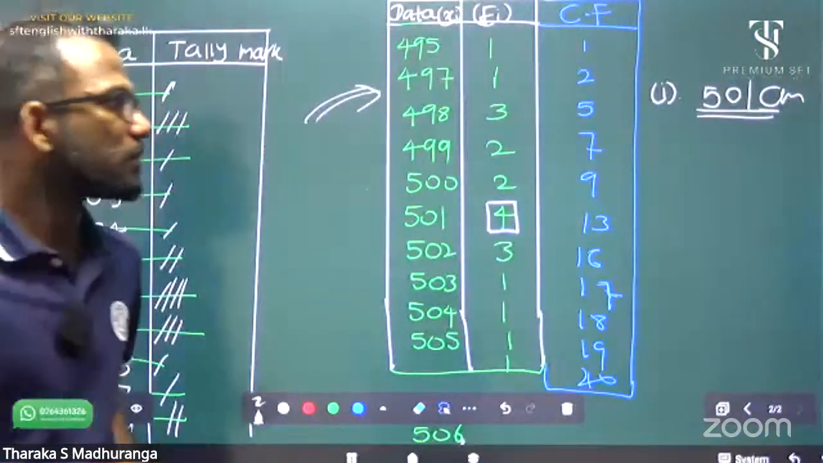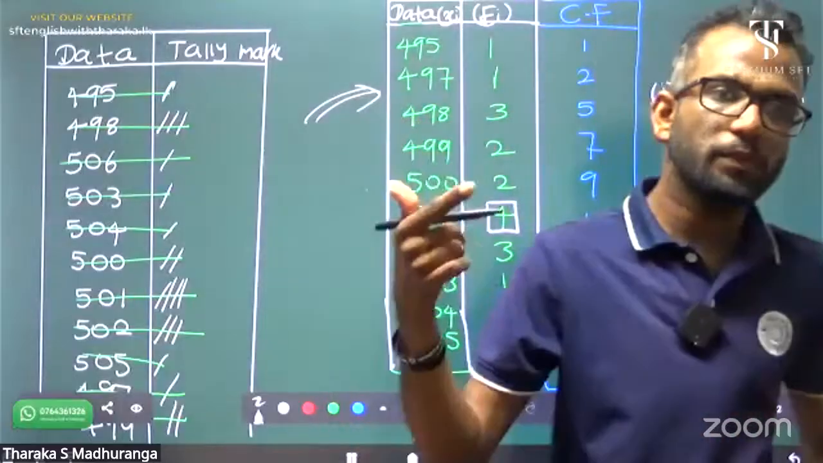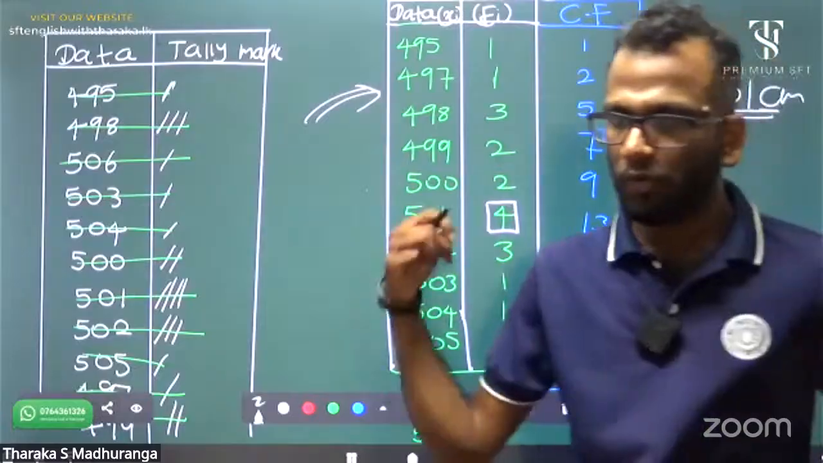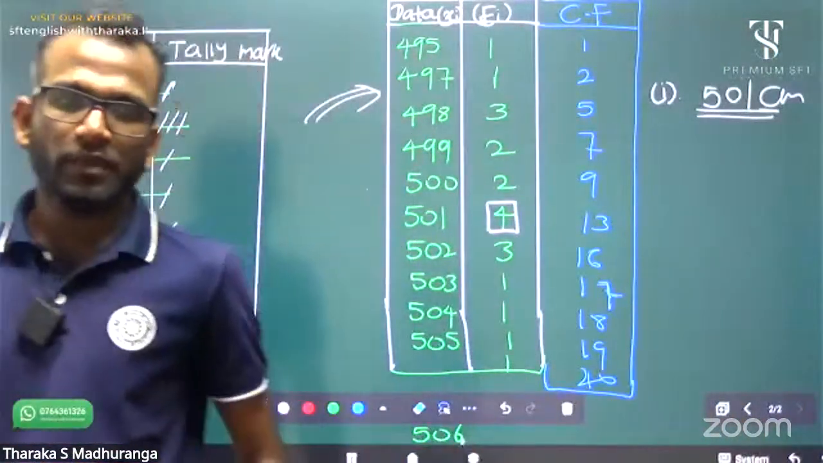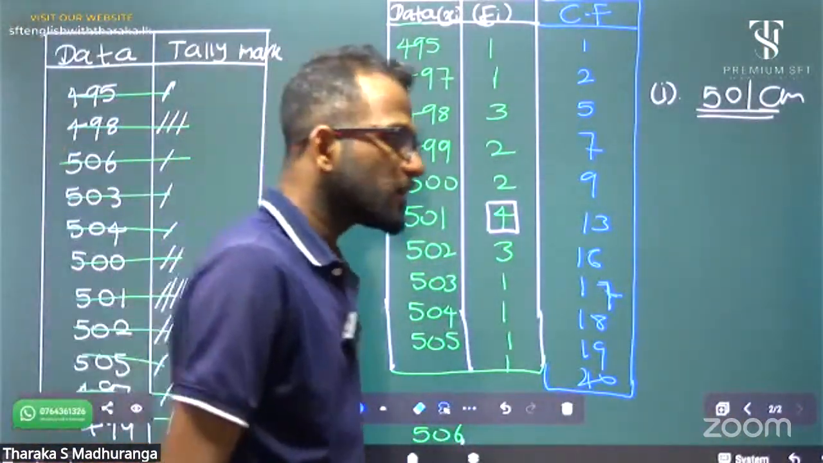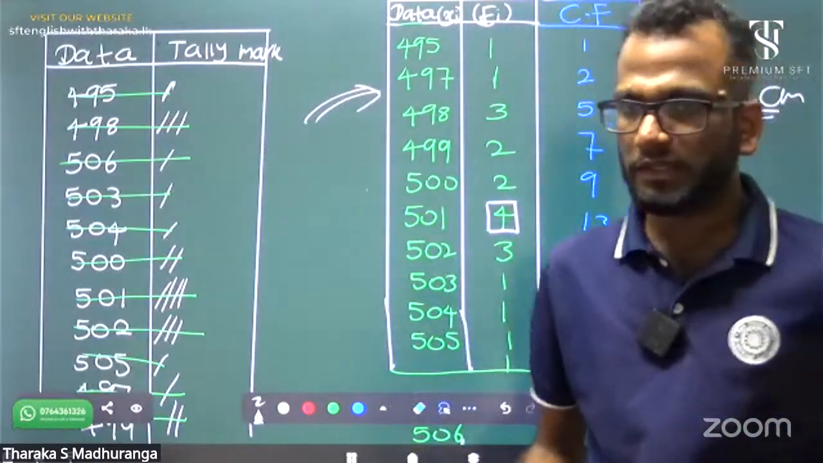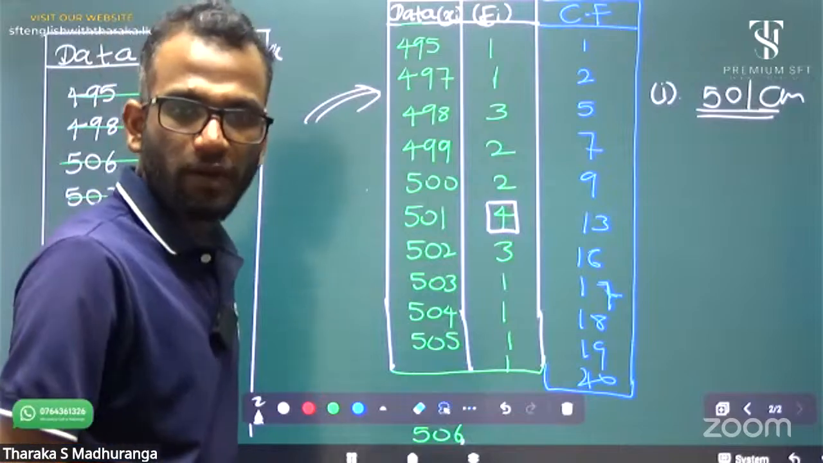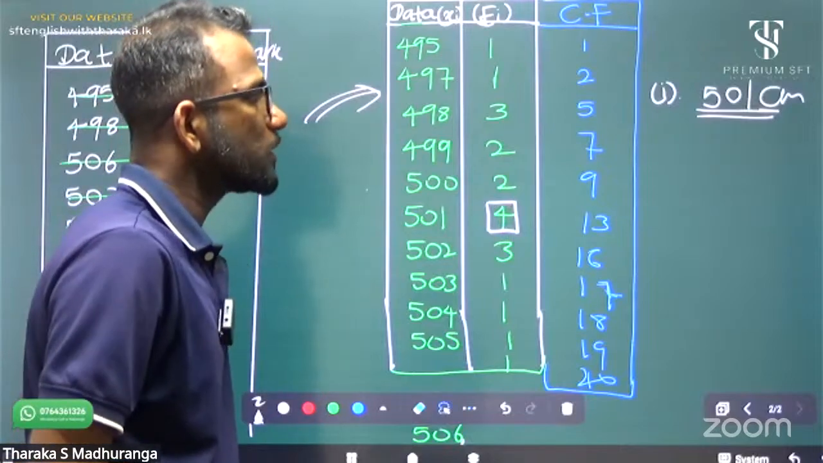Therefore, remember the question initially mentioned all measurements, all data, are in centimeters. Then the mode is also a centimeter value. 501 centimeters, or 5.01 meters.